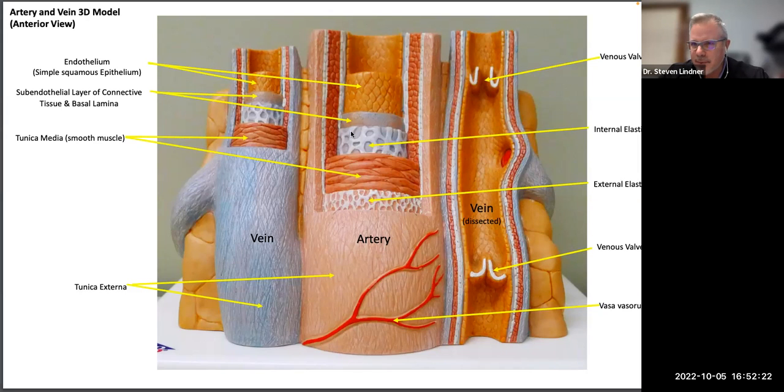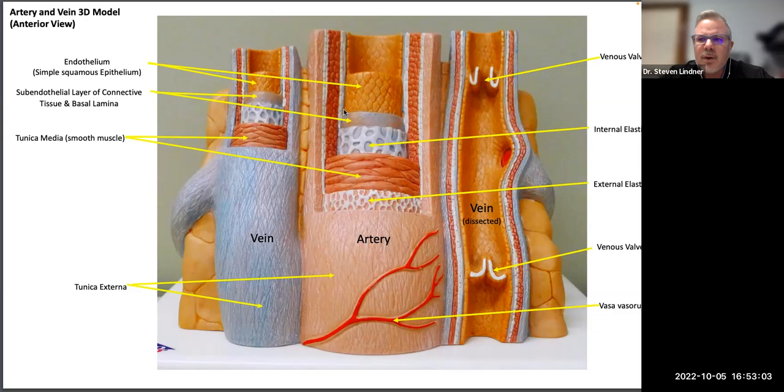So I think of 3 main layers when I think of a blood vessel. I think of a tunica interna, a tunica media, and a tunica externa. Those are the three main layers. Tunica interna, the internal layer, is sometimes referred to as the tunica intima, or the endothelial, which is made up of simple squamous cells. Then we have the tunica media, which is the tunica musculosa. It's smooth muscle. That's what makes the blood vessel constrict or dilate. And then we have the tunica externa, which is more elastic.